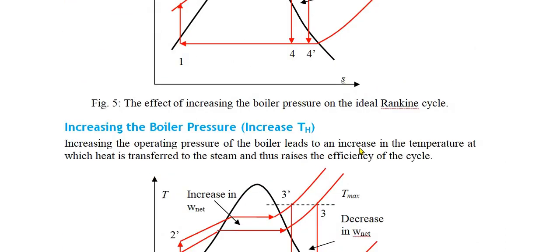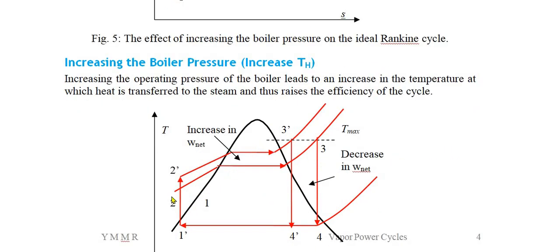Now the third method is increasing the boiler pressure. You can see this line 2 to 3 is one pressure line.